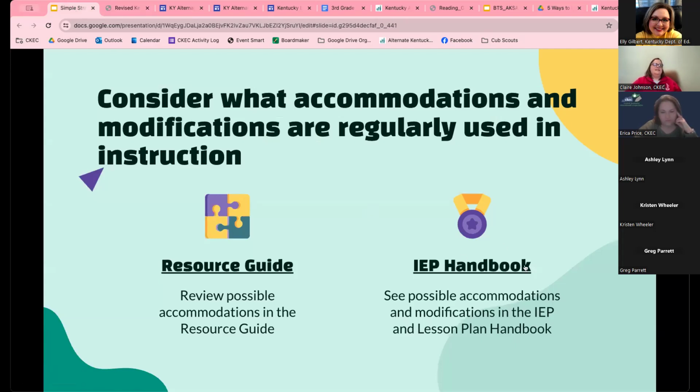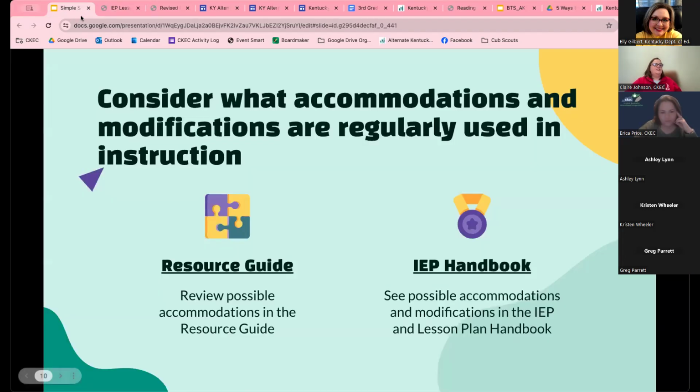The other thing I linked on here was just the IEP handbook. This just has some ideas for accommodations and modifications in teaching. I'm not going to go through that for the sake of time because we only have 10 more minutes and I want to get through these other few things, but it's linked there as well.